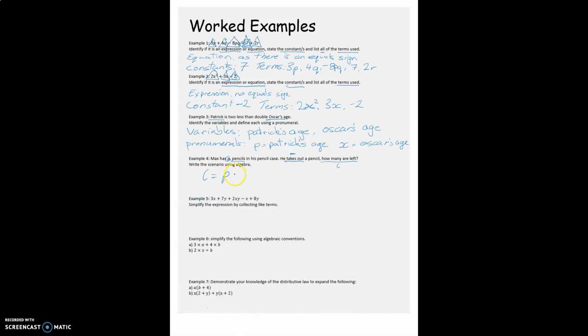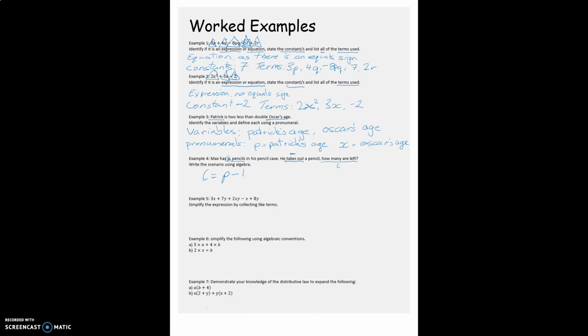In this case, P, and it's going to be minus 1, because 1 was taken out, and we've got our equation. So L equals P minus 1. Example 5: 3x plus 7y plus 2xy minus x plus 8y. We're simply asked to simplify the expression by collecting all the like terms.